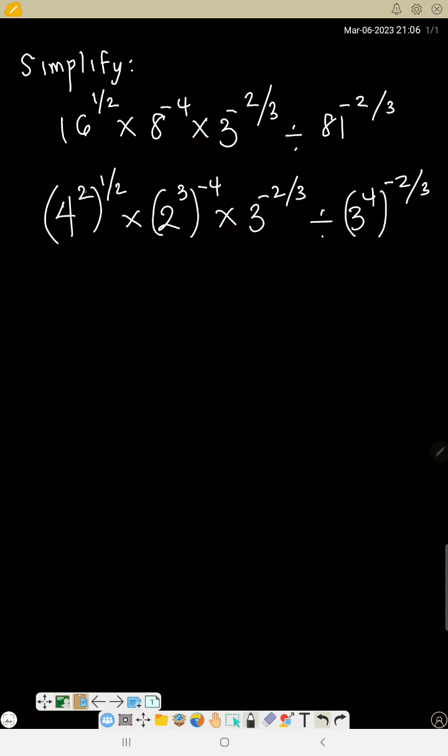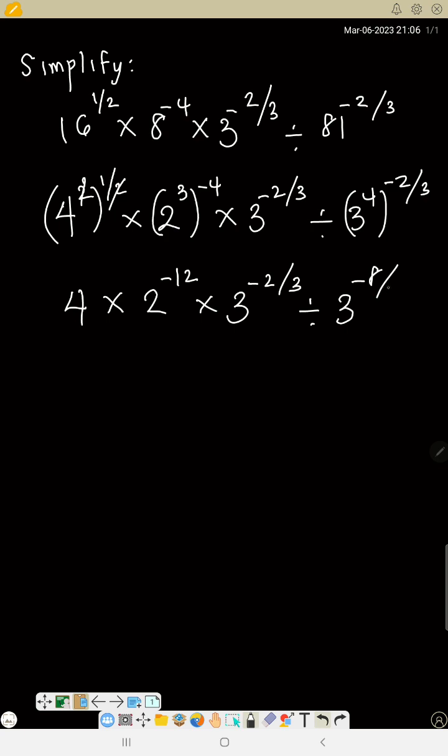So now 2 will cancel out here. So this is 4 times 2 raised to power minus 12. That is 3 times 4, 12. Times 3 raised to power minus 2 over 3 divided by 3 raised to power minus 8 over 3. So according to indices, this 4 is also 2 square.